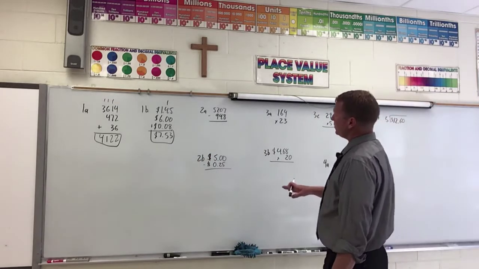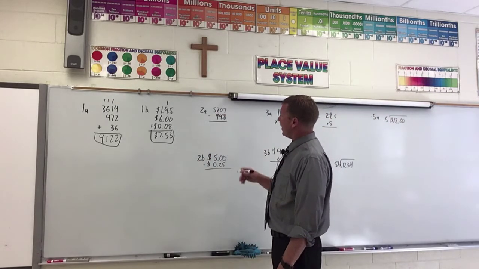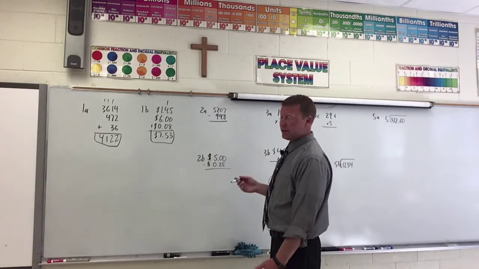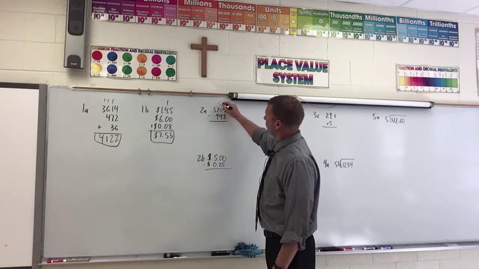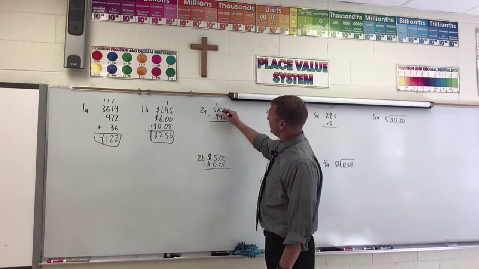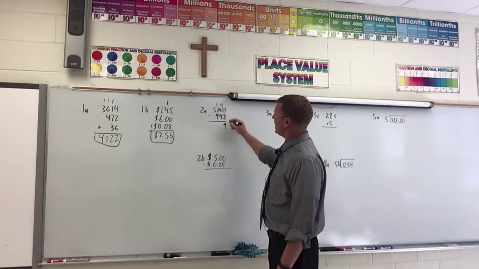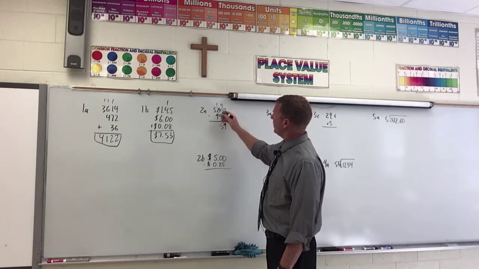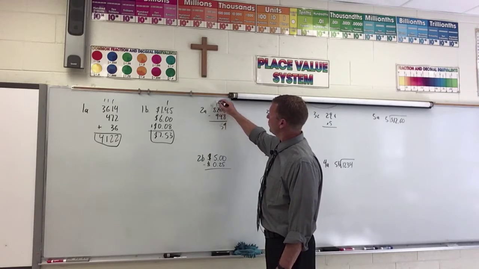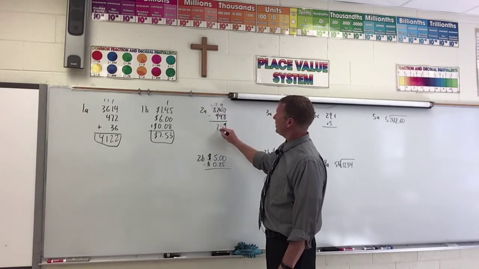The two subtraction problems: 5,207 minus 948. Right from the start, they make me borrow. Cross out the 2, make it a 1, makes that a 10. 10 becomes a 9, so this can become 17. 17 minus 8 is 9. 9 minus 4 is 5. Can't do this one. 5 becomes a 4, make it an 11. 11 minus 9 is 2.